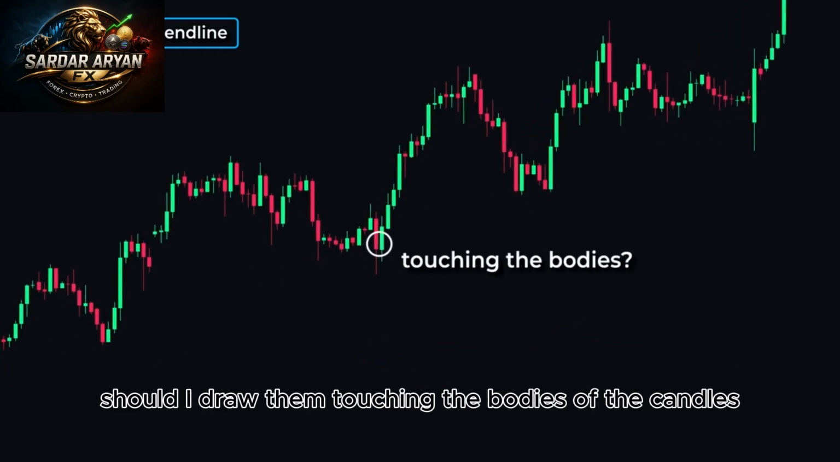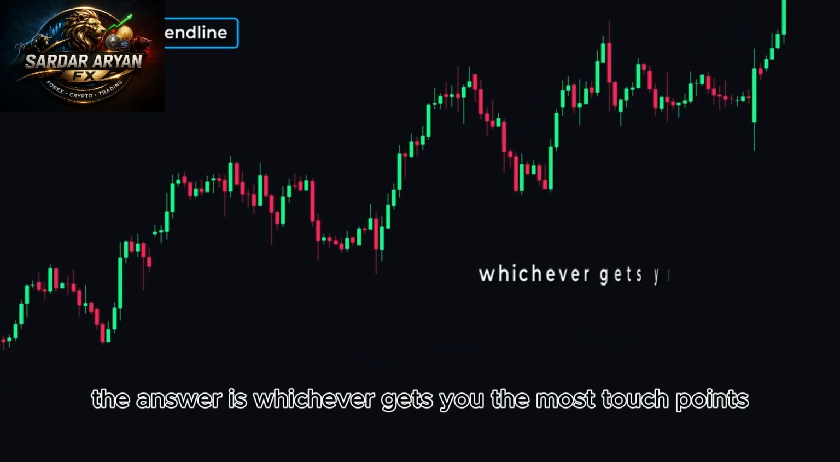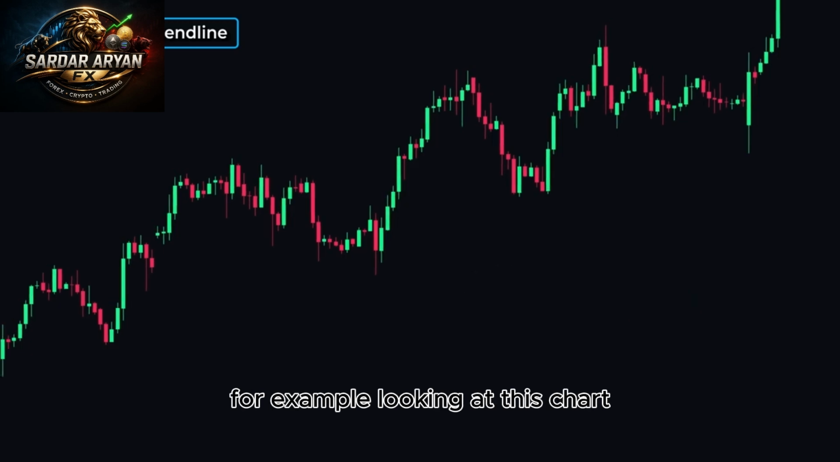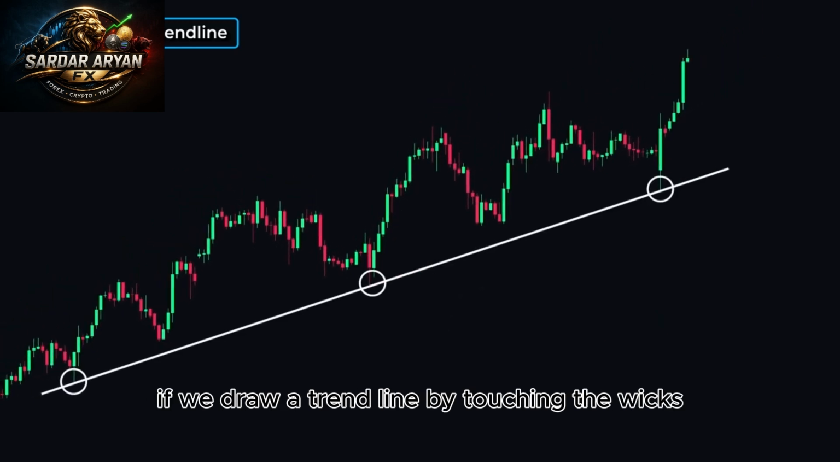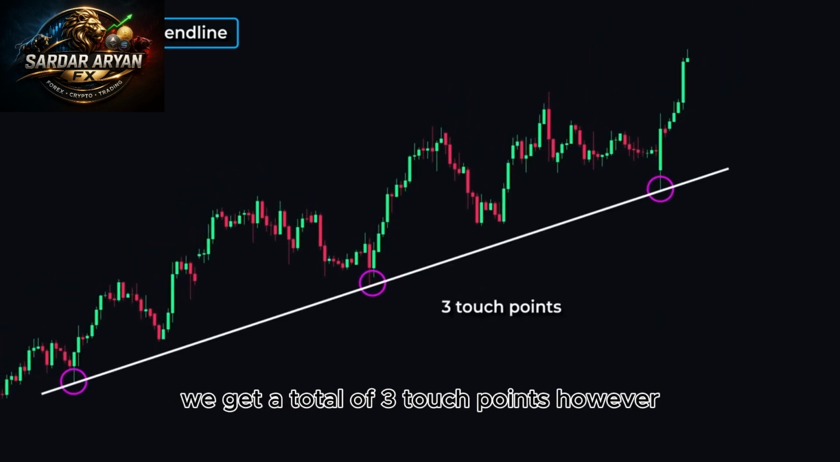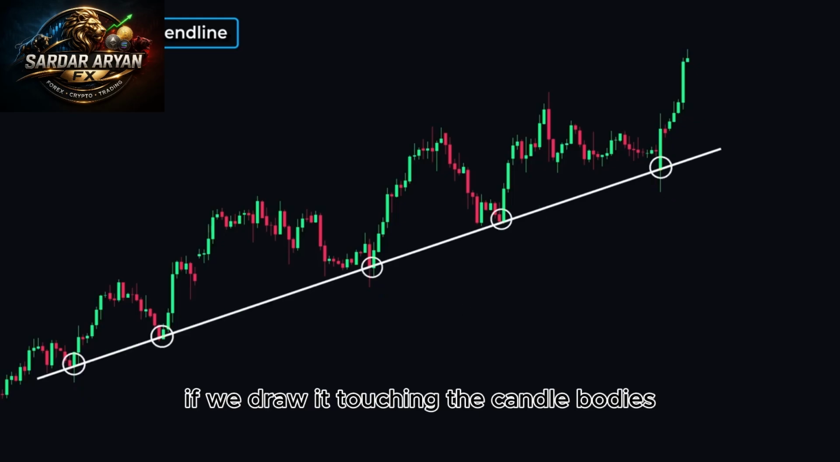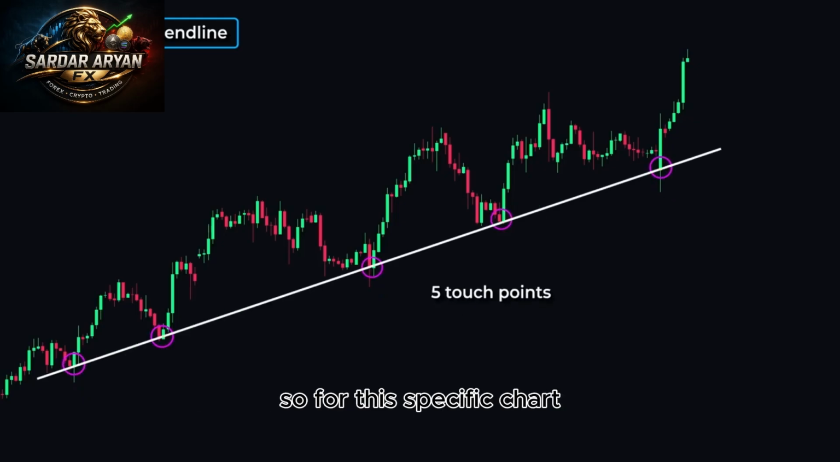Or should I draw them touching the bodies of the candles? The answer is, whichever gets you the most touch points. For example, looking at this chart, if we draw a trend line by touching the wicks, we get a total of 3 touch points. However, if we draw it touching the candle bodies, we get a total of 5 touch points.